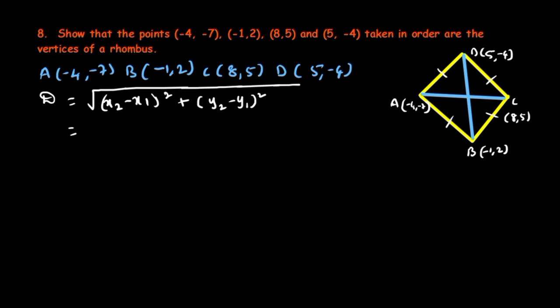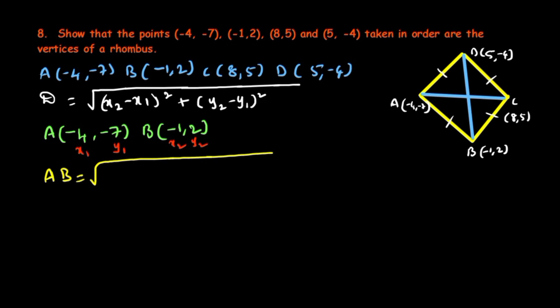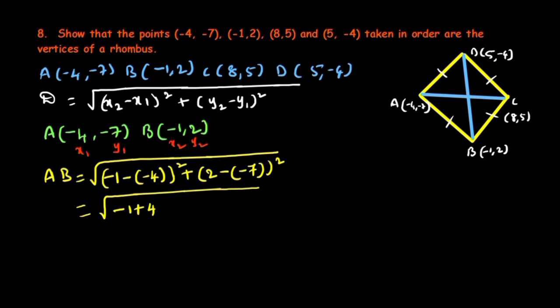Okay, so now here I am going to take A as (-4, -7) and B as (-1, 2), so this is x1, y1 and this is x2, y2. Then what we get, AB is the root of (x2 minus x1), x2 is -1 minus x1 which is -4, so (-1 minus of -4) whole square plus (y2 minus y1), this is (2 minus of -7) whole square. Then we get (-1 + 4) whole square and (2 + 7) whole square.